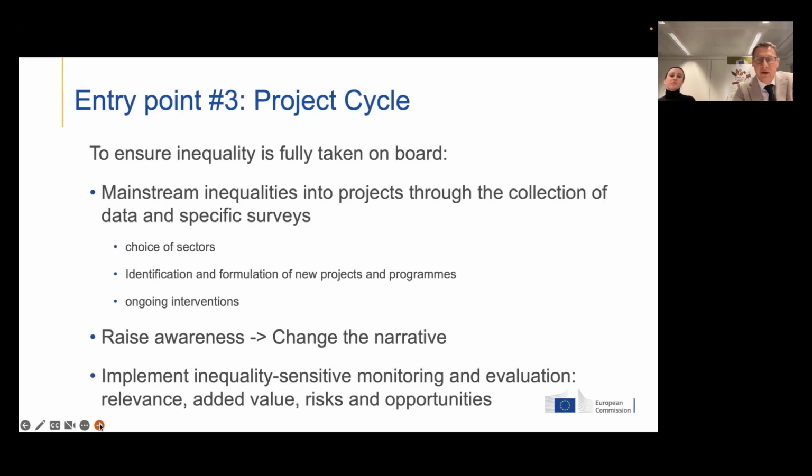So that's very fundamental. And that's this idea of using this inequality lens in monitoring and evaluating, not just forgetting about those, so that when you're using those monitoring or evaluation matrices, you've got those aspects well taken on board, and see how we can deal with the relevance of interventions, with the value added, and with the risks and opportunities to do better or to avoid some risks.